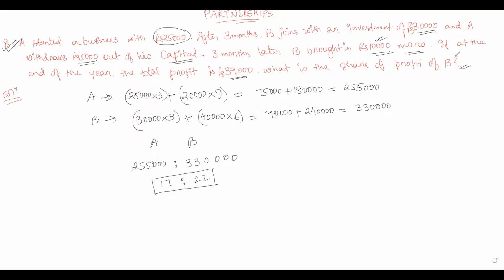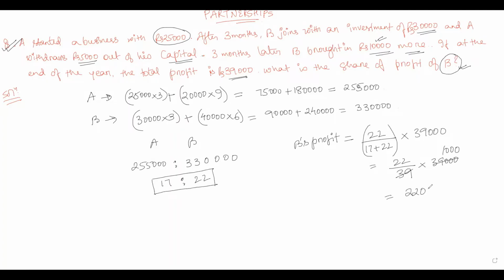So now we need to find the share of profit of B. So B's share of profit simply we can find by 22 out of total, which is 17 plus 22 times the total profit, which is 39,000. So if you calculate this, this would be 22 upon 39 times of 39,000. So this would be 1,000. So 22 times of 1,000 would be 22,000.